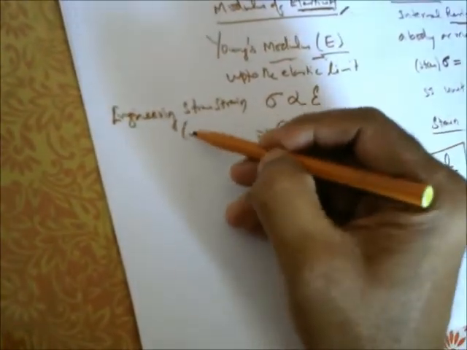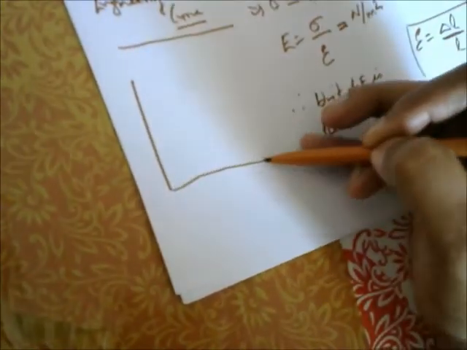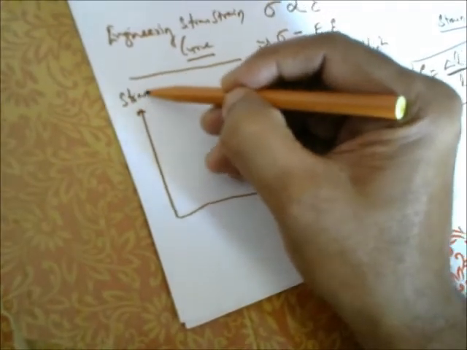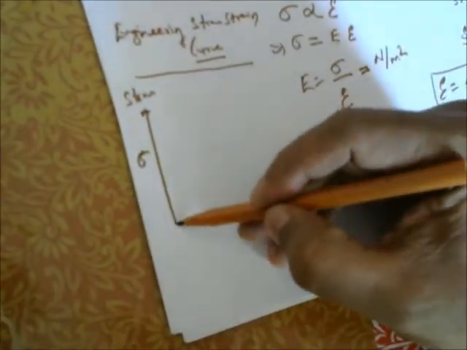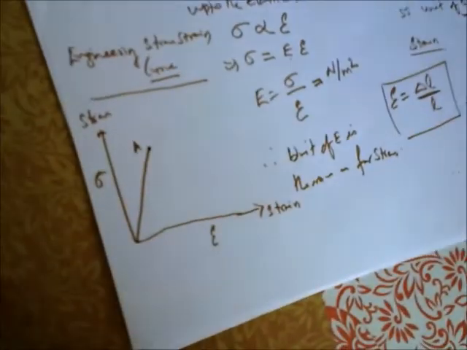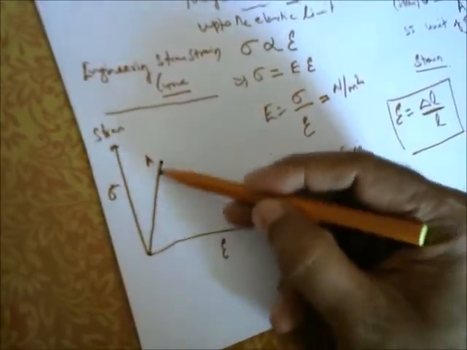Now, one more thing I want to tell you, that is the stress strain curve, or we call it the engineering stress strain curve. When we draw a graph, the x-axis is strain, epsilon, and the y-axis is stress, sigma. What we found is that the graph is generally a straight line up to some point. Just name this point A, which can be called the proportional limit or elastic limit, where stress and strain are directly proportional. That's why this particular line is a straight line.